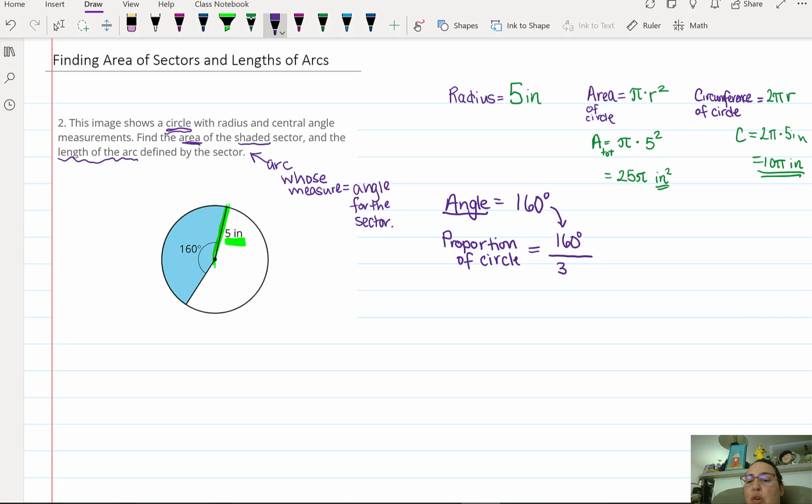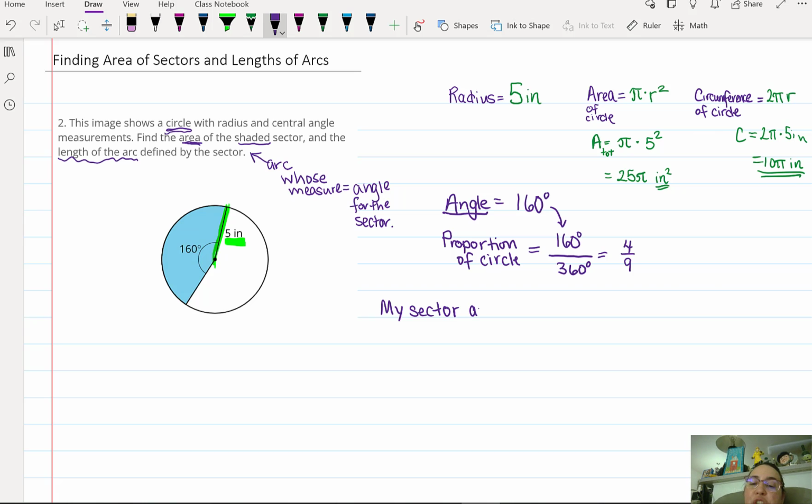So to do the proportion of a circle for my sector, I'm going to take my angle and divide by 360. So what's the ratio of the part of the circle that I care about to the whole circle? That's this calculation. So in this case, I'll give us a decimal approximation, but you can always use fractions as well. That decimal is 160 divided by 360. And that is 4/9 or 0.44. So I'll write it as 4/9 here. You also could just leave that proportion in its original form.